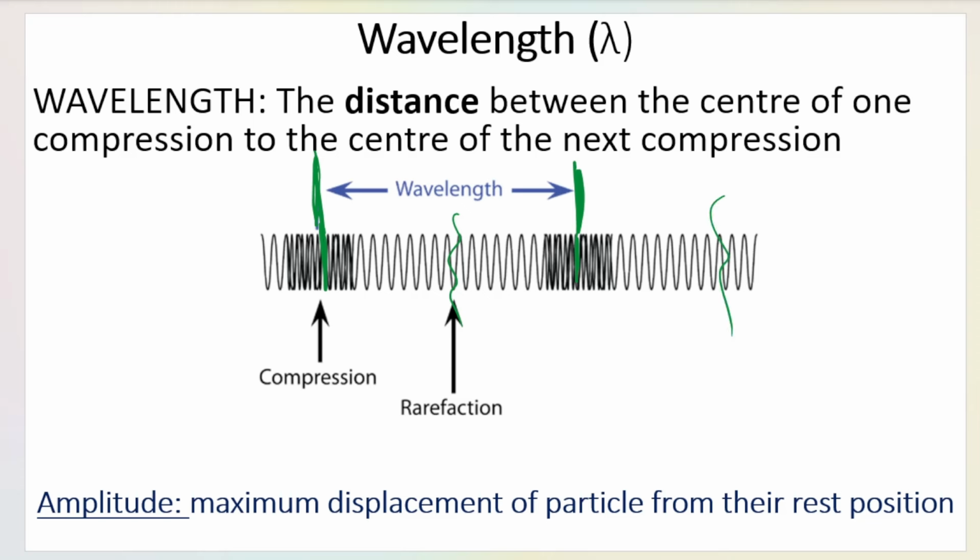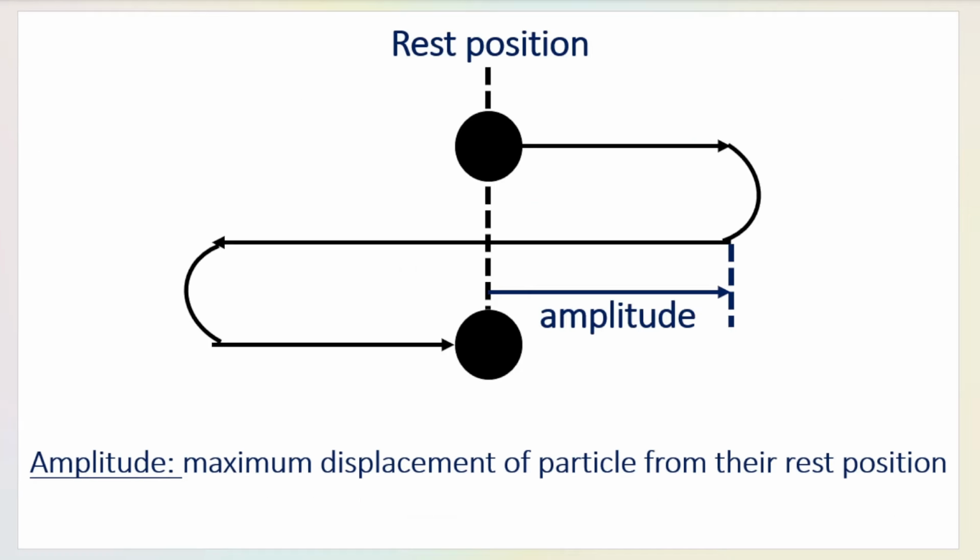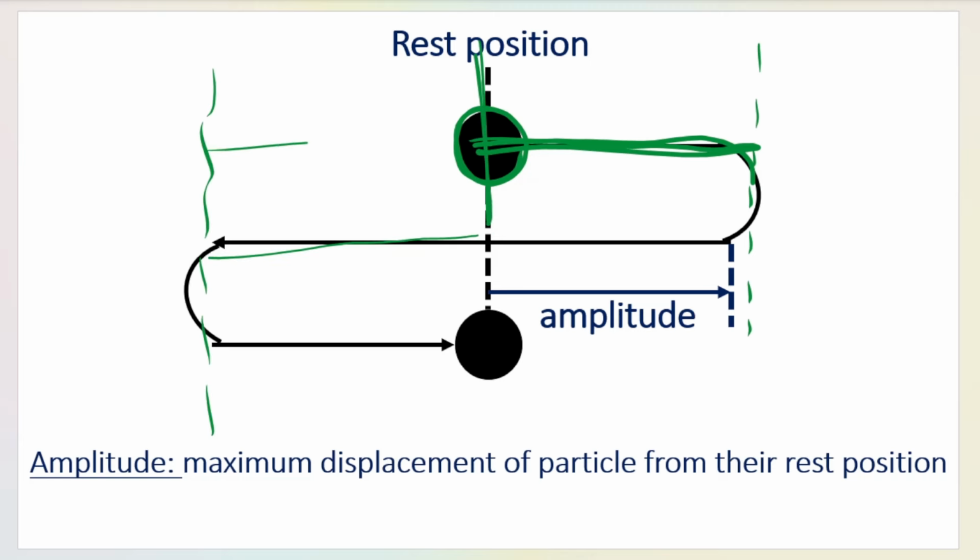Now, what is amplitude? Amplitude, just like with transverse waves, is the maximum displacement of a particle from its rest position. So remember here, the particle starts out in its rest position, then it's displaced. In other words, it moves to its maximum distance away from that rest position. That distance over there is called the amplitude. Then it does the same thing in the opposite direction. Here's its rest position. Here's its maximum displacement in the other direction. Again, that distance is called the amplitude.